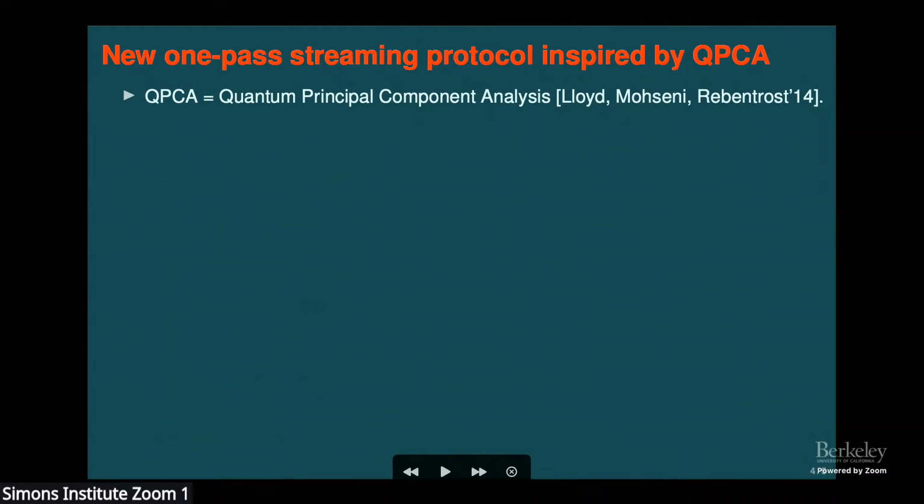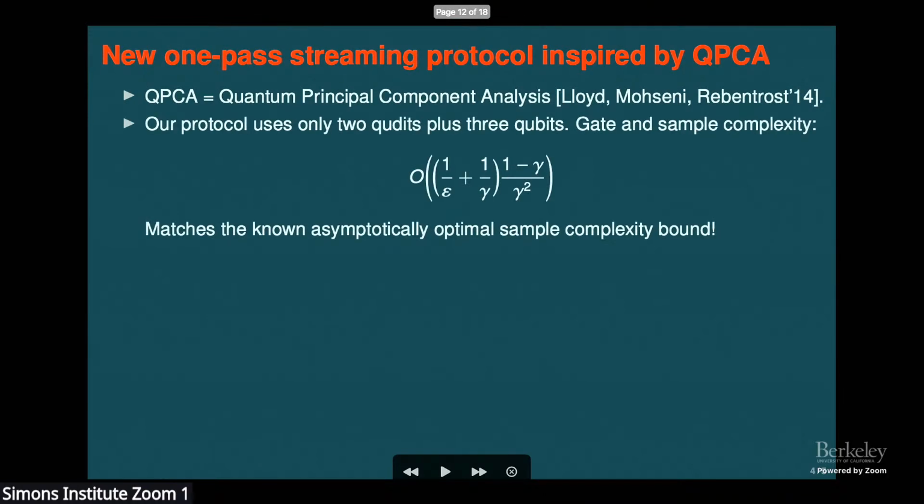And so we devised a new protocol, which is based on the quantum principal component analysis ideas of Lloyd, Mohseni, and Rebentrost. And our protocol actually uses only 2 qubits plus 3 qubits. So we only ever need to store 2 copies, or 2 partially processed copies, of this input density operator rho. And it's also gate and sample efficient. And the complexity is just here. It actually matches the known asymptotic sample complexity bound in the small epsilon regime, and it's also reasonable in the constant precision regime.